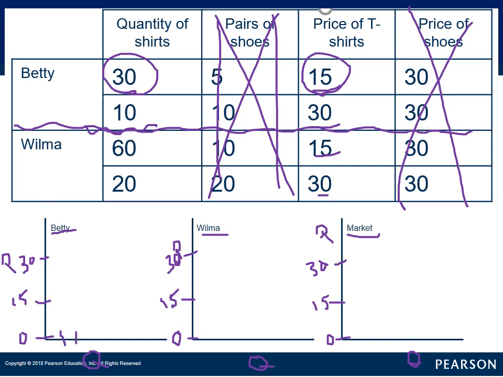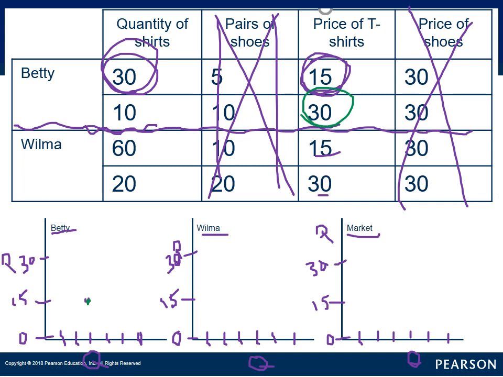So we can have a 10, 20, 30, 40, 50, 60. Okay, and I'm not going to write the numbers in here, but 10, 20, 30, 40, 50, 60, 10, 20, 30, 40, 50, 60. Okay, so again, $15 t-shirts, Betty wants 30 of them. So 10, 20, 30 at 15. This point right here, I'm going to do this in a different color. This is the point right here that she would lie at if t-shirts were $15.